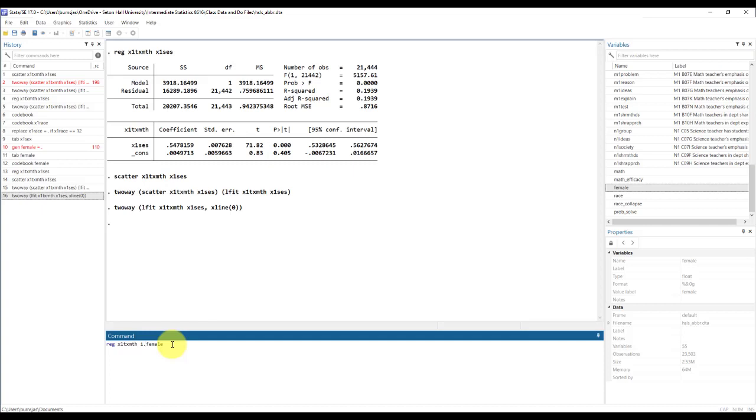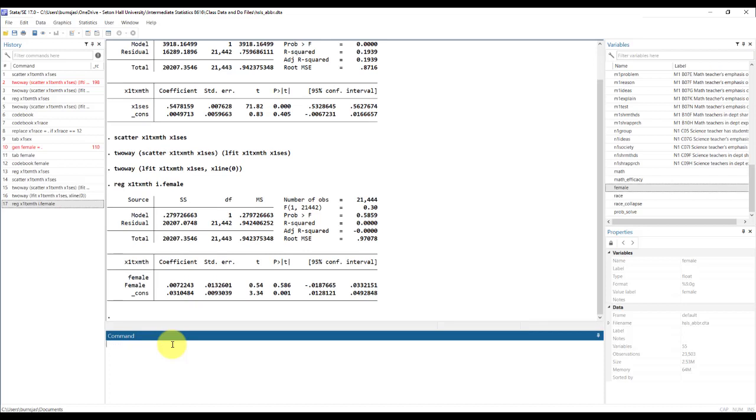But it's good practice to always put i. dot in front of your categorical variables, because if you don't do that and it's a categorical variable that has more than 2 outcomes and they're not coded as 0, 1, you end up with coefficients that can screw up your results. So always good practice to put i. dot in front of your categorical predictors or independent variables.